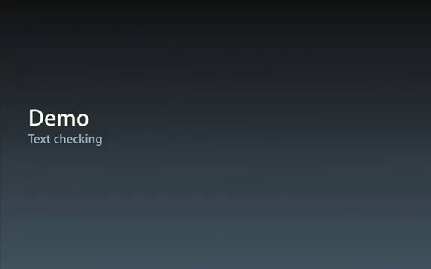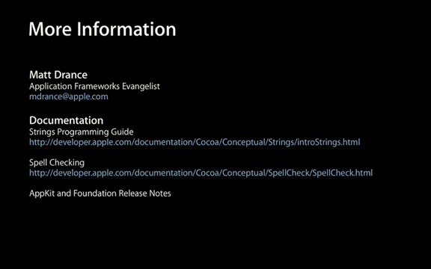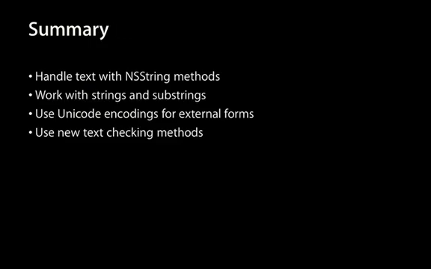Let's go back to the slides. For more information about this, I want to urge you very much to take a close look at the AppKit and Foundation release notes for Snow Leopard, which contain lots and lots of detail about these things. There is also more information in various programming guides. So let me summarize. You should use the framework methods for dealing with NSStrings, dealing with strings and substrings and ranges of strings rather than individual characters. You should use Unicode encodings wherever possible, and take advantage of some of these new methods in Snow Leopard.